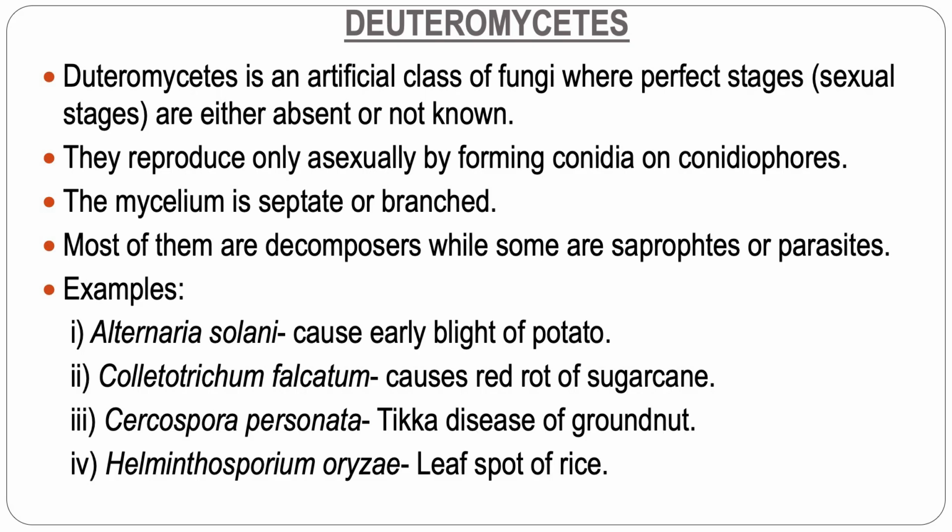We can see Alternaria solani is a member of Deuteromycetes that causes early blight of potato. It is a very disastrous disease of potato. Colletotrichum falcatum causes red rot of sugarcane, that is a pain to the sugarcane farmers. Cercospora personata causes tikka disease of groundnut, and Helminthosporium oryzae results in leaf spot of rice.